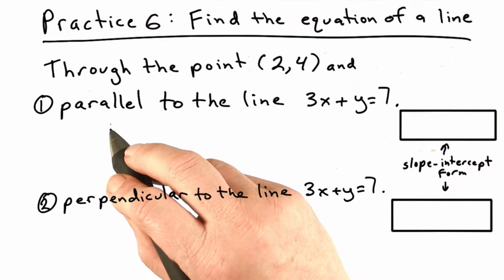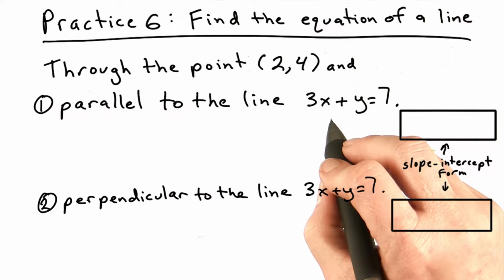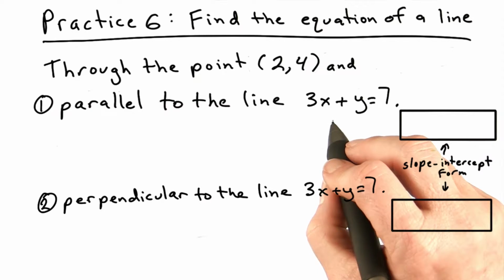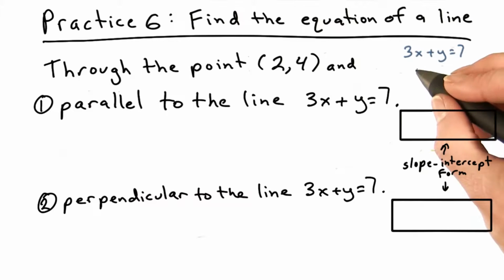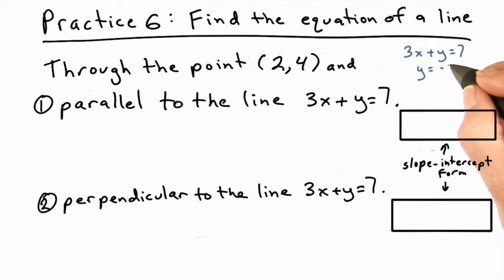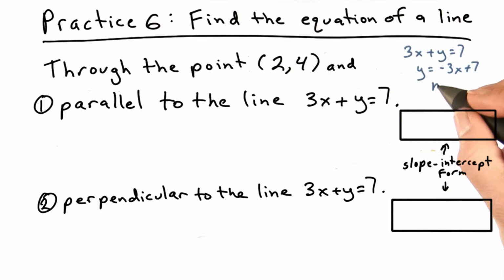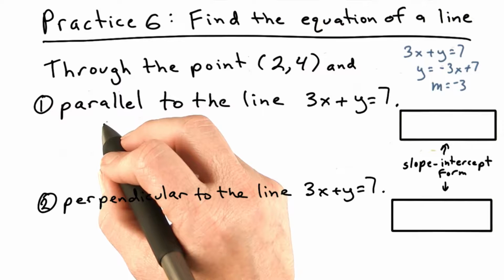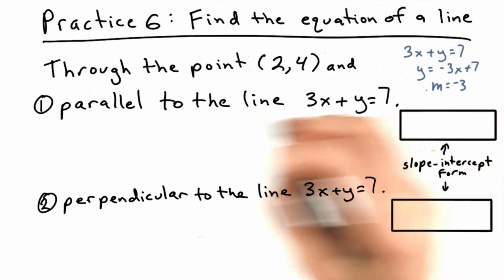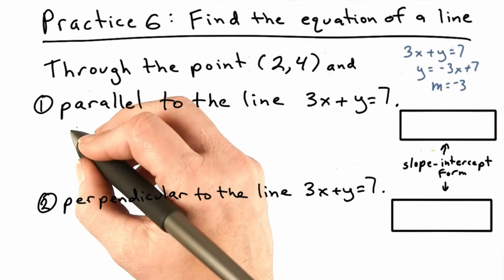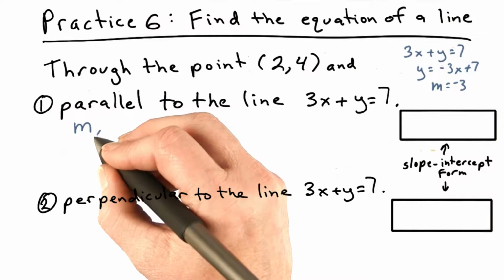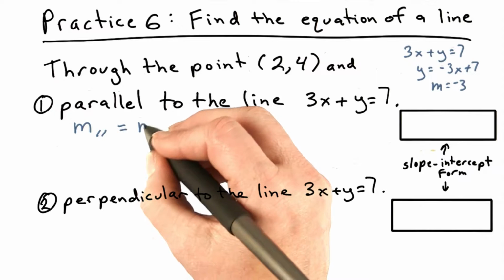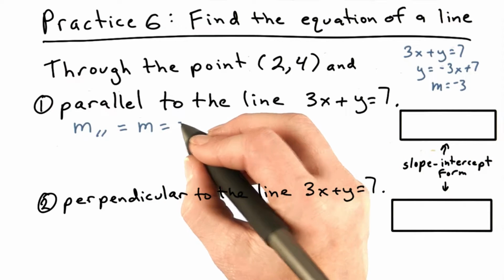In order to find the equation of a line that's parallel to this line, I first have to find the slope of this line. If I simply subtract 3x from both sides, I get that y equals negative 3x plus 7, which means the slope of this given line is negative 3. I know that parallel lines have the same slope. So what I write is m parallel equals the original slope, which equals negative 3.